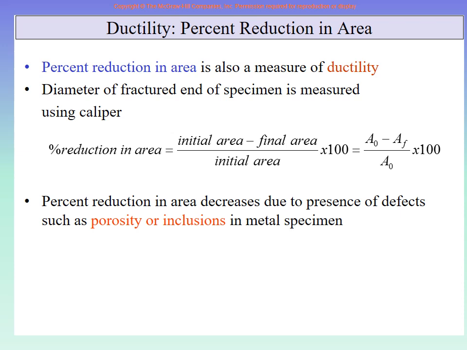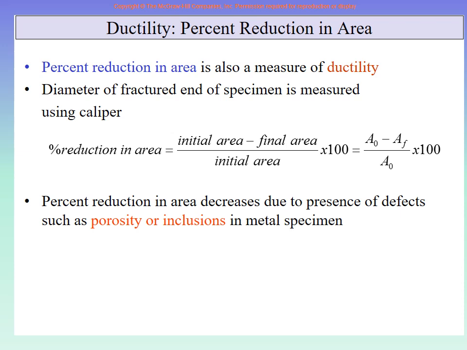Of course, the percent elongation number and the percent reduction in area number will not match. They are two different numbers. But if you are comparing different materials on percent elongation, then it is okay. If you are comparing different ones on percent reduction in area, then you are okay. But it cannot be that you give percent elongation for one material and percent reduction in area for the other material. Then you cannot compare, right?